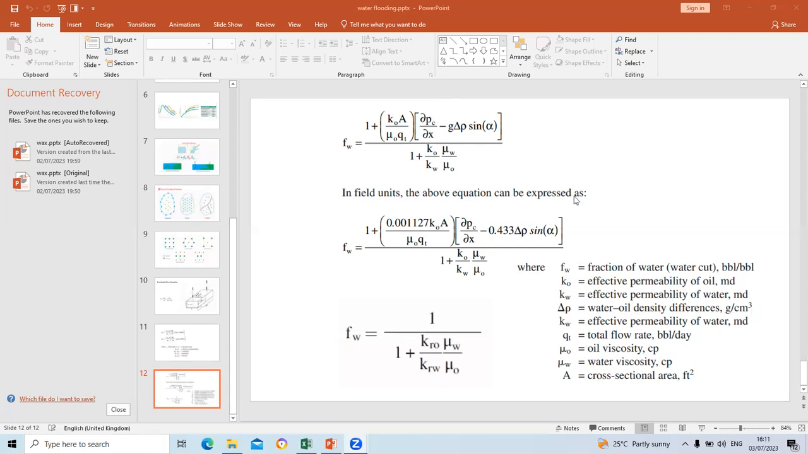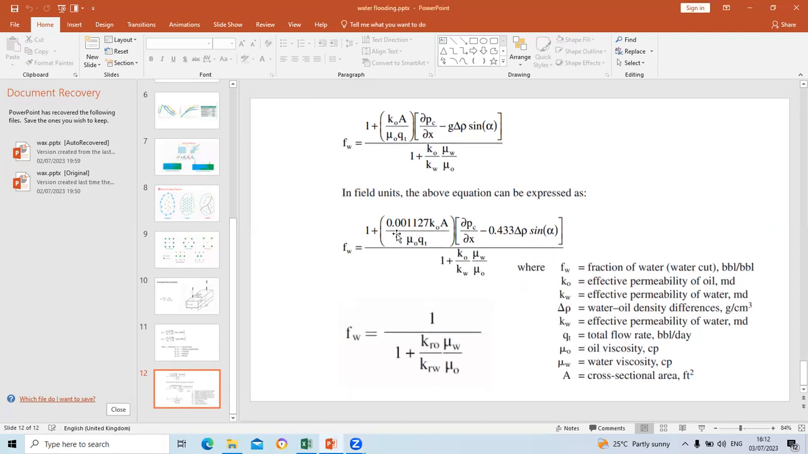If you are working with field units, remember there's a big difference between field units and SI units. Some conversions will come in, and you will have this particular term surface. If the capillary pressure is 0 for simplicity, and we are talking about a horizontal reservoir, then our angle is 0, then sine 0 is 0. All of these terms disappear, because 0 times anything becomes 0.